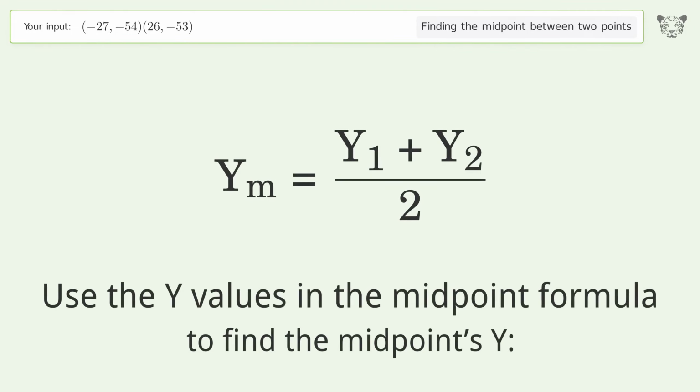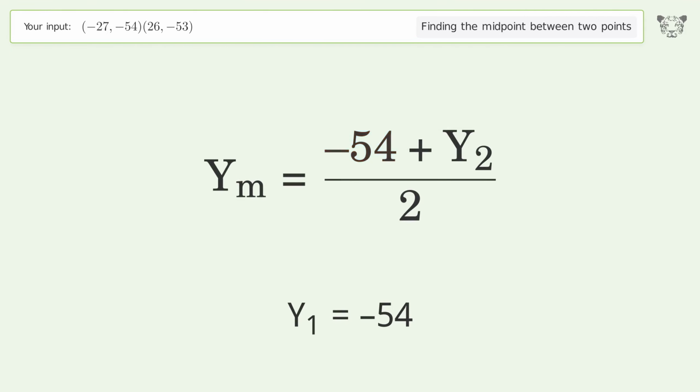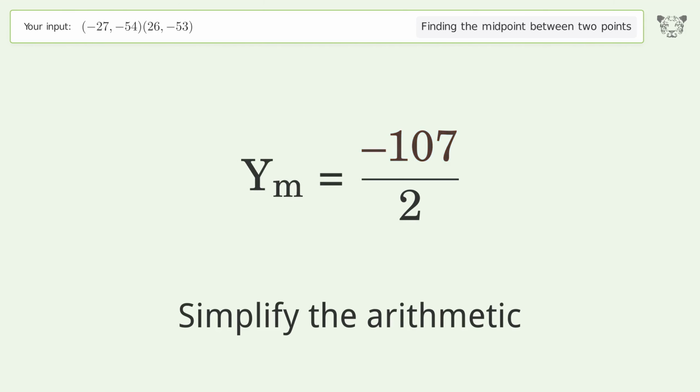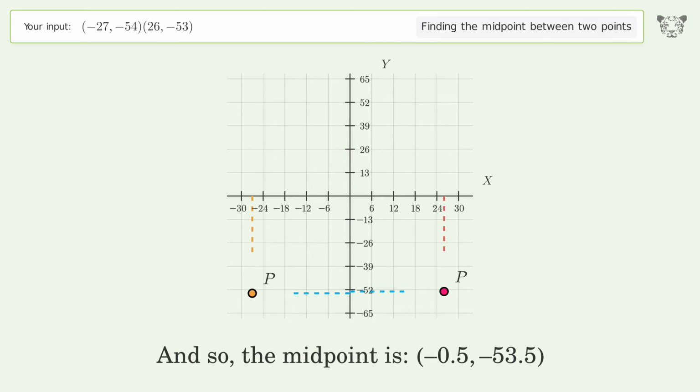Use the y values in the midpoint formula to find the midpoint's y. y1 equals negative 54. y2 equals negative 53. Simplify the arithmetic. And so, the midpoint is negative 0.5, negative 53.5.